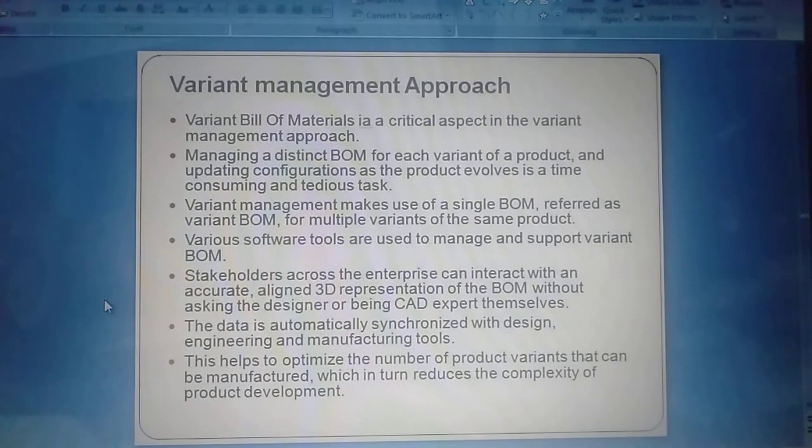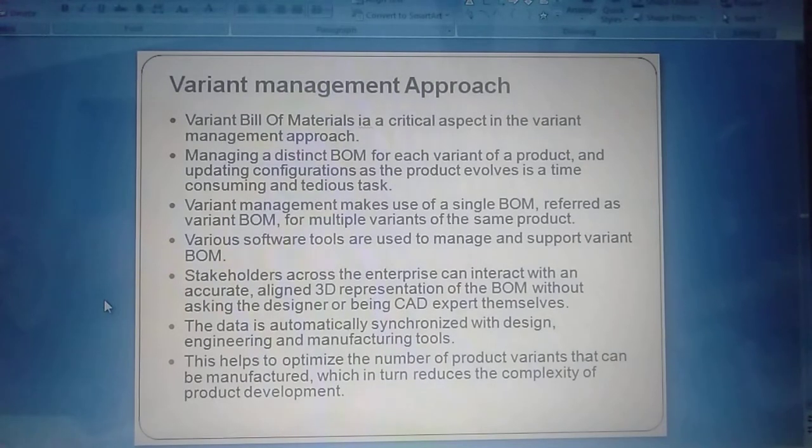Variant bill of materials is a critical aspect in the variant management approach. As you know, the bill of materials is the list of raw materials, subassemblies, intermediate assemblies, subcomponents, parts and the quantities of each needed to manufacture an end product. In certain instances it is referred to as a product structure also. As I already told you, at a glance you can have all the information related to that product.